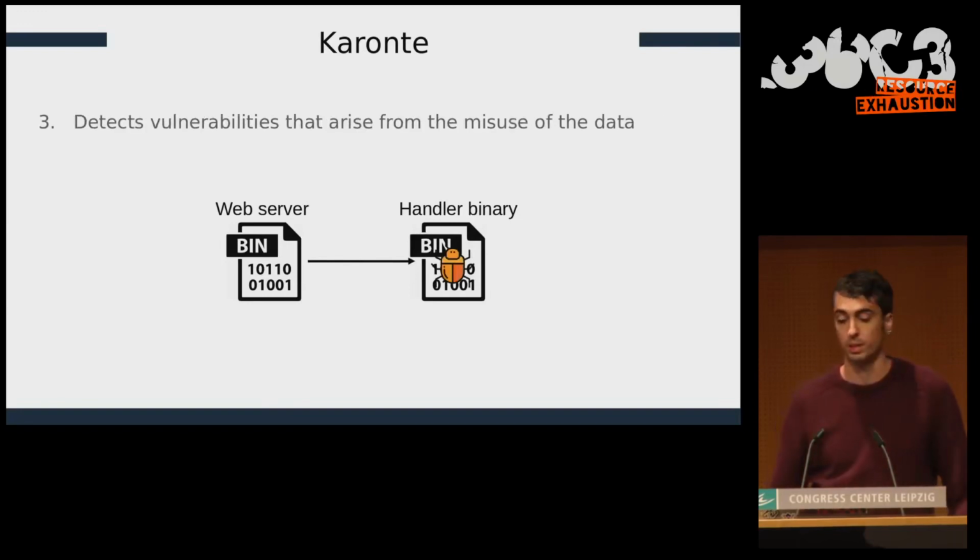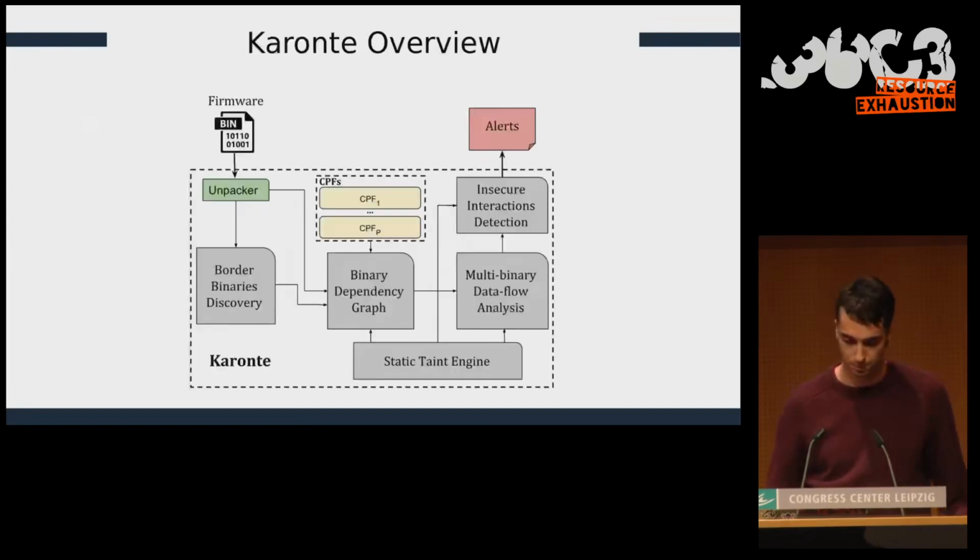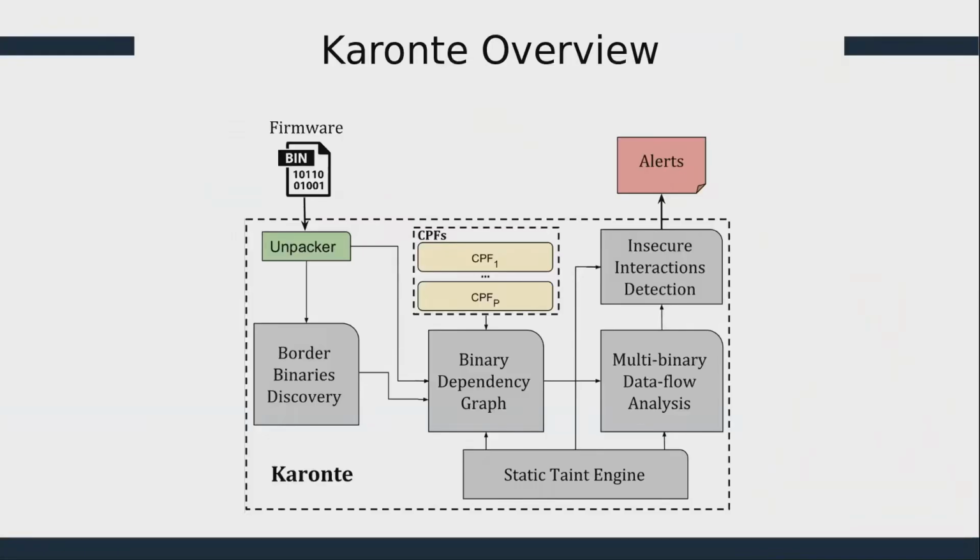Then we detect vulnerabilities that arise from the misuse of the data using the BDG. This is an overview of our system. We start by taking a packed firmware, we unpack it, we find the border binaries, then we build the binary dependency graph, which relies on a set of CPFs, as we will see soon. CPF stands for Communication Paradigm Finder.